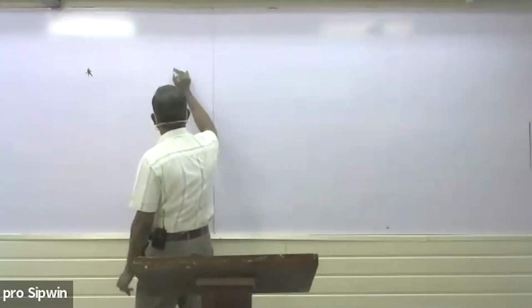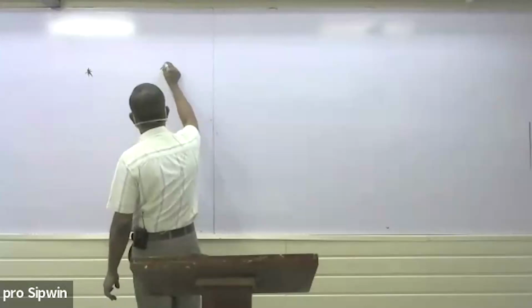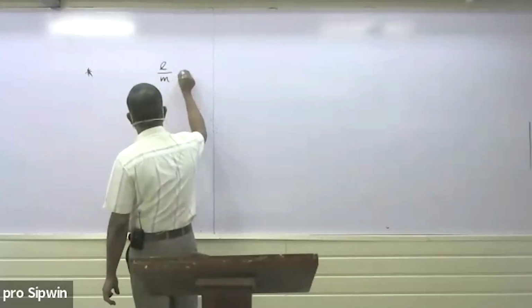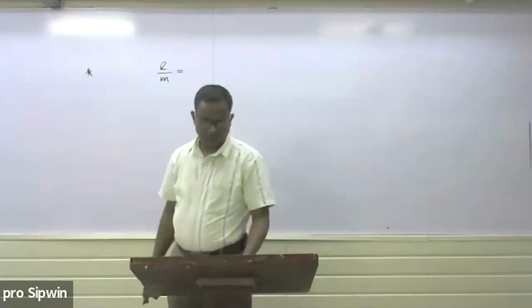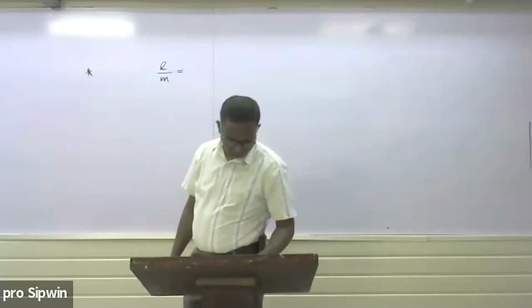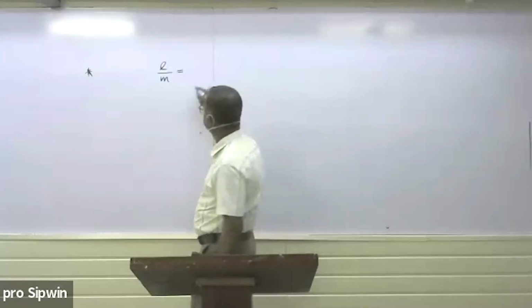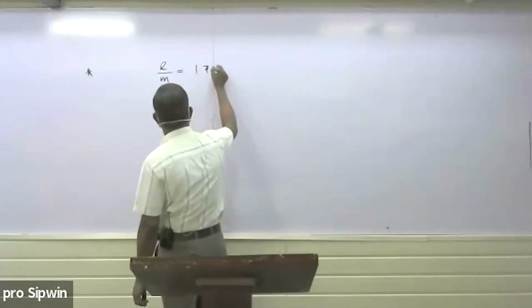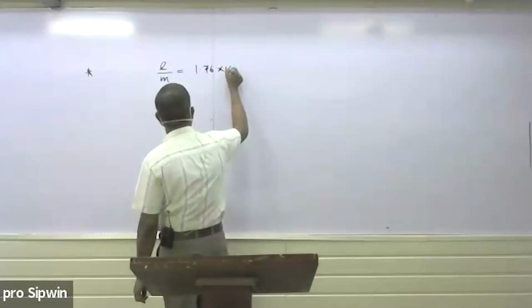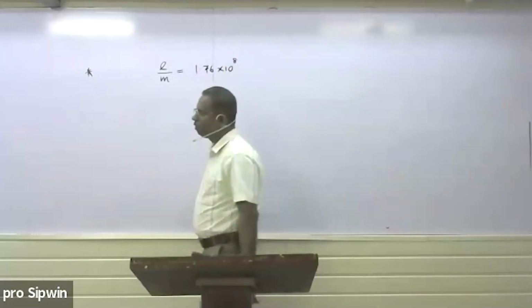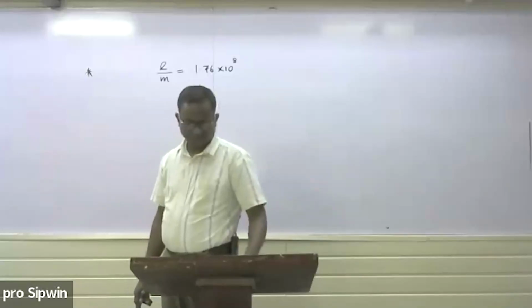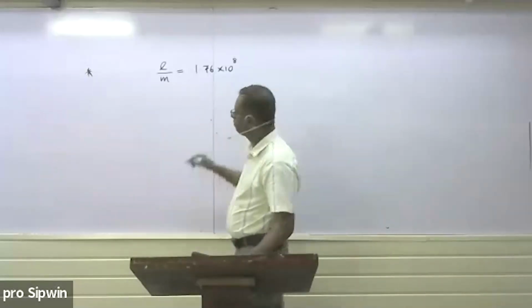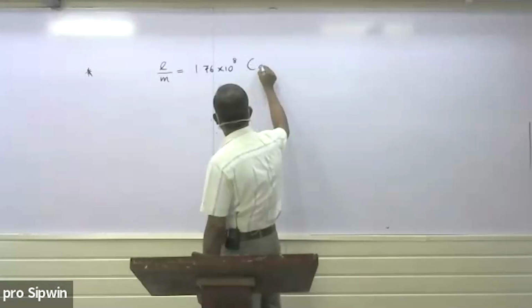Now, the e/m value. Take down this one: e divided by m value, net value, 1.76 × 10^8 coulombs per gram.